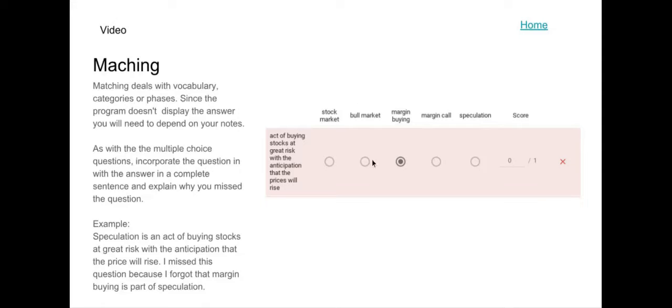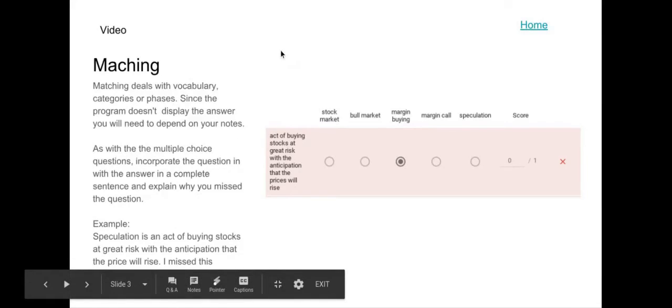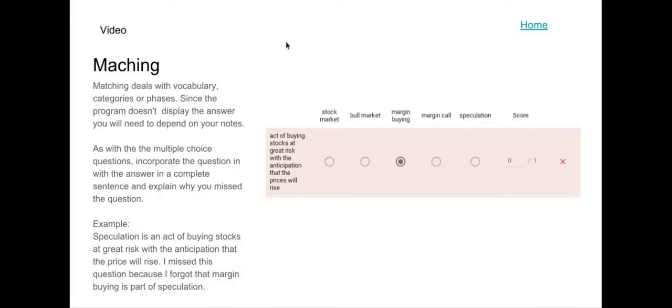So in this test question here, this student has confused a tool of speculation for the definition of speculation. So what they're going to want to do is write out for their example: speculation is an act of buying stock at great risk with the anticipation that the price will rise. So you simply just add this word. Now you want to read through it because not all of the matching will behave that way.